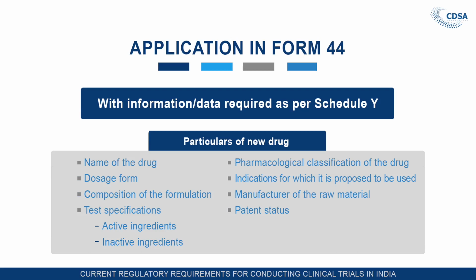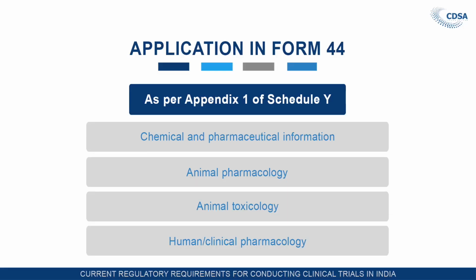Then manufacturer of the raw material, if the application is for the manufacturing of the formulation, then who is the manufacturer of raw material, that also has to be given. Then data as per appendix 1 of schedule Y, we have seen the appendix 1, data required to be submitted for the new drug. Then chemical and pharmaceutical information regarding the structure, molecular weight and other things.